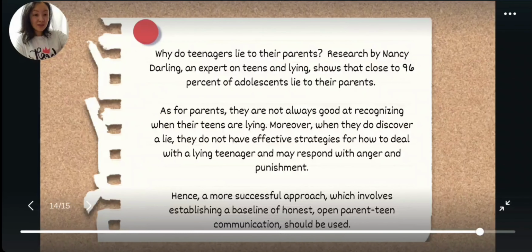And then goes a thesis statement. So here we present our argument, and as you remember, it consists of only 1 or 2 sentences. So here it looks like this. Hence, a more successful approach, which involves establishing a baseline of honest, open parenting communication, should be used. And in the main body, I'm going to expand this idea about the approach. And I'm going to give some examples, some explanation on this topic, some results, etc. But it is enough for the introduction to give only this point, to mention your argument, to name your argument.